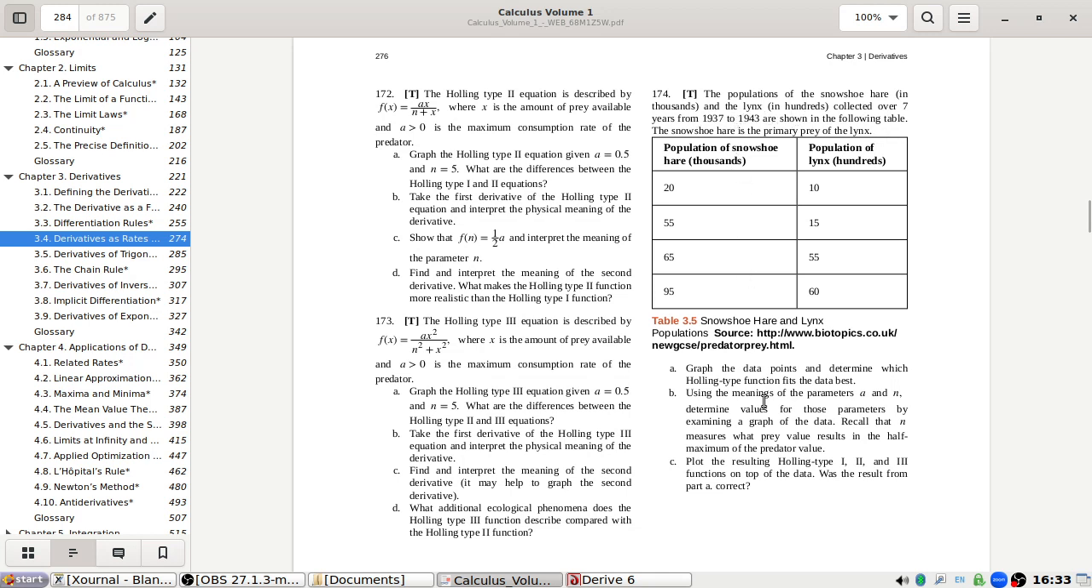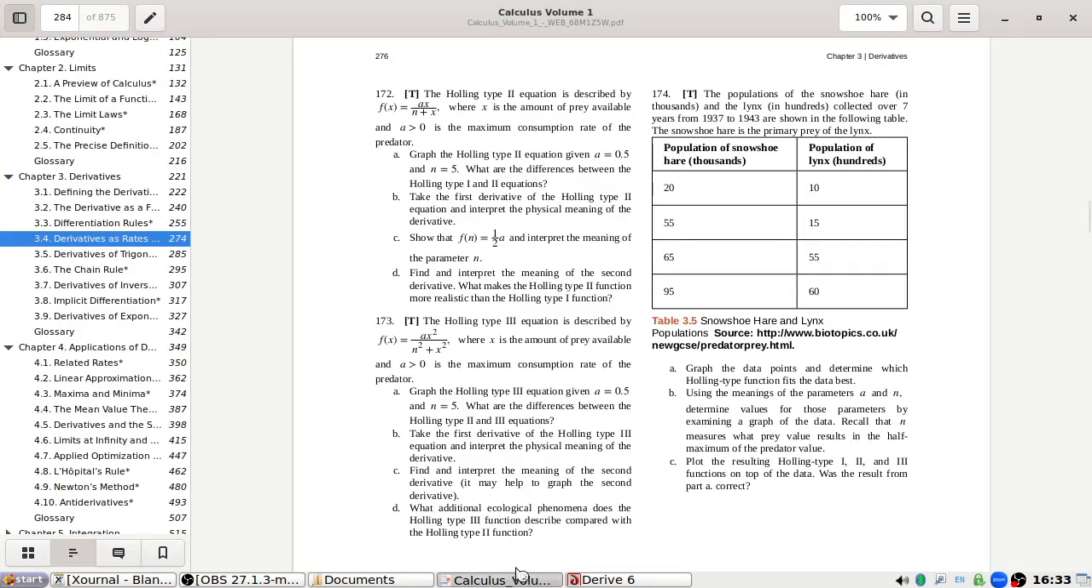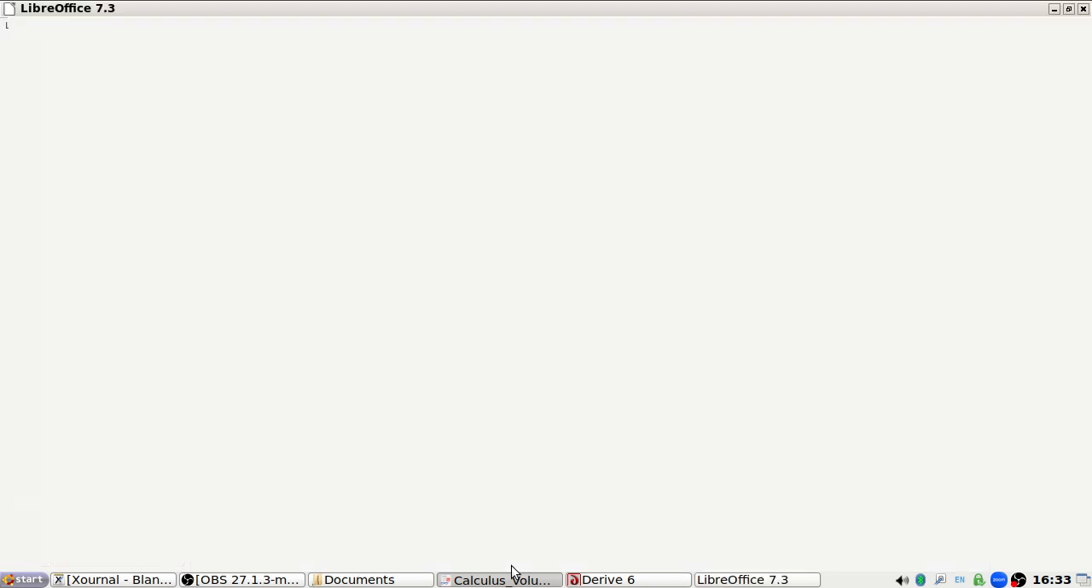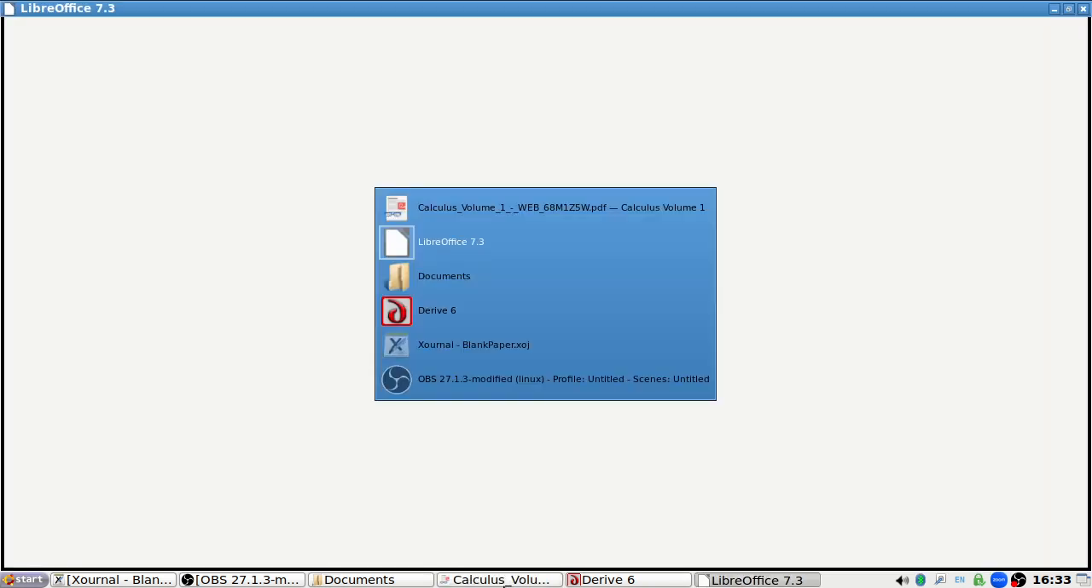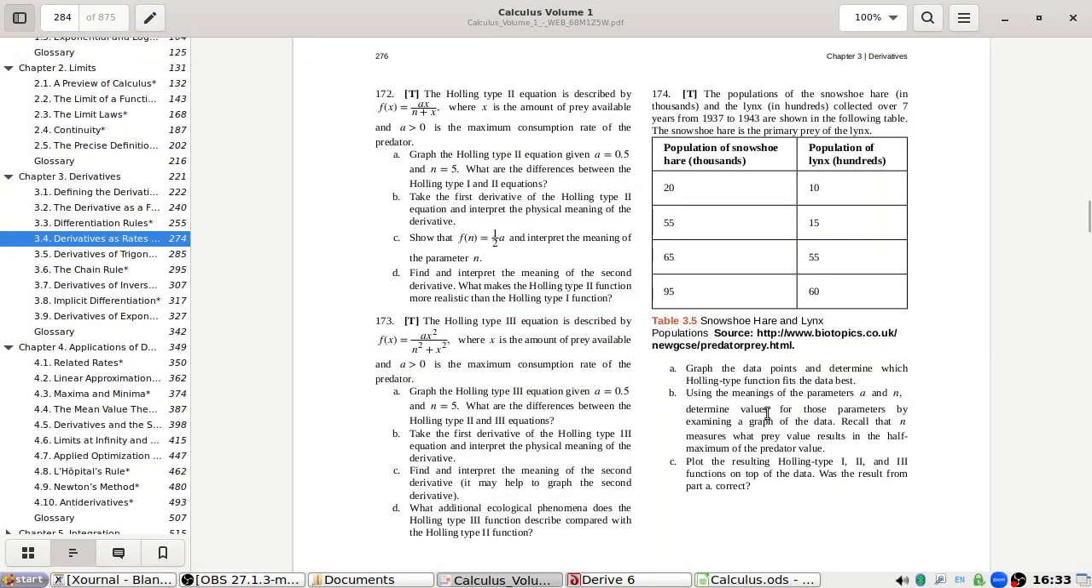Okay, here we go. Graph the data points. Okay, so we need to open up a spreadsheet here. Graph the data points and determine which Holling type function fits the data best. Oh, interesting. For both. Graph the data points and determine.